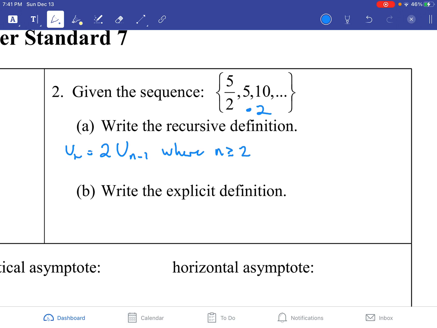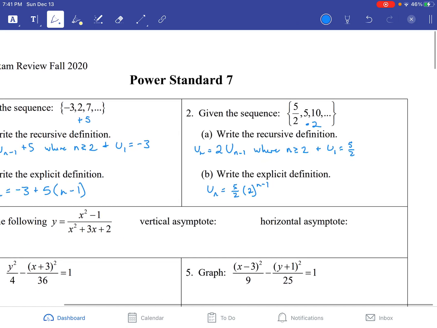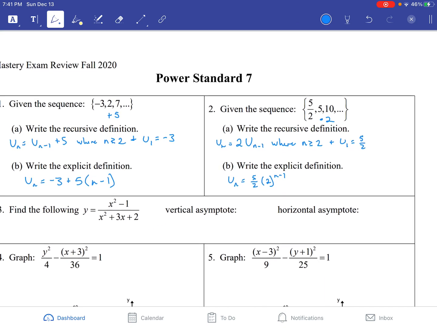where n is greater than or equal to 2, and u sub 1 is equal to 5 over 2. Explicit definition, we have u sub n is equal to u sub 1, which is 5 over 2, times 2 to the n minus 1 power. And those are the recursive and explicit definitions for arithmetic and geometrics.